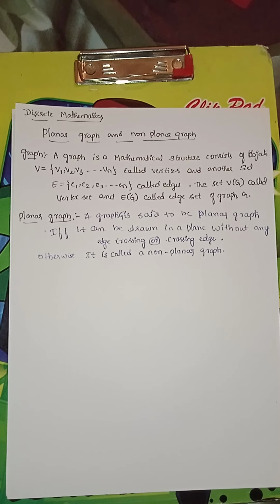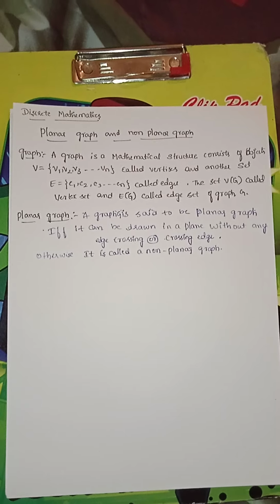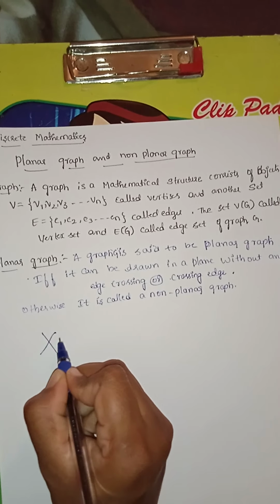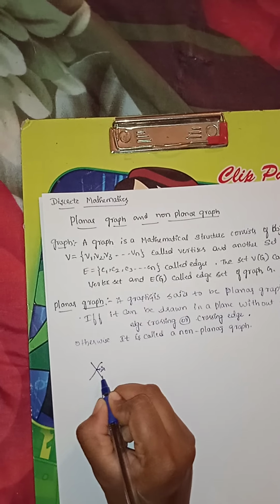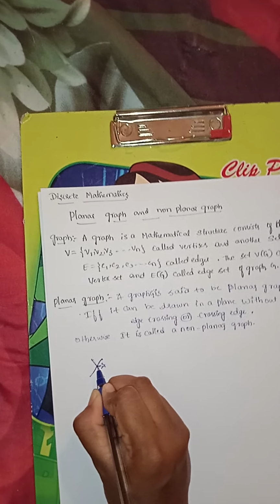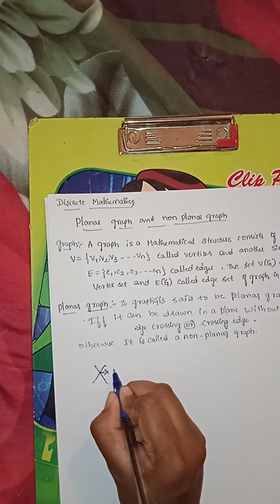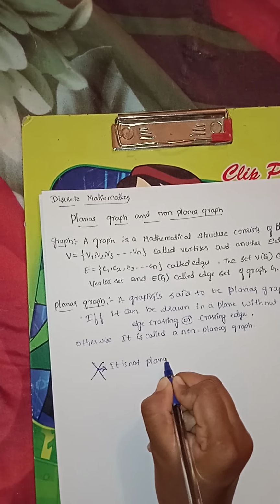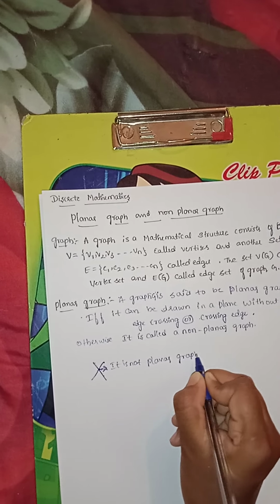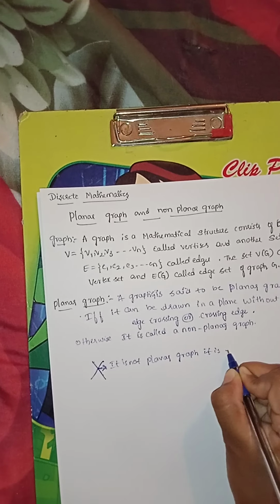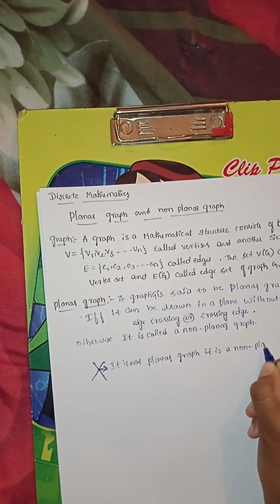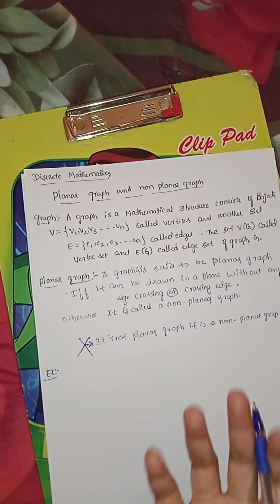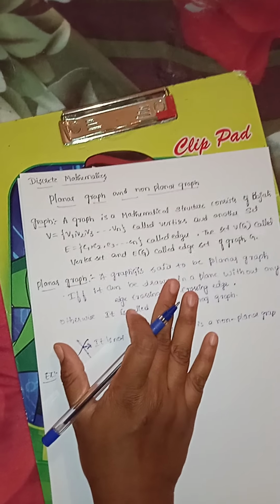In a graph G, if two edges are crossing each other at a point, that's why it is not a planar graph. It is a non-planar graph. Now we take one example.